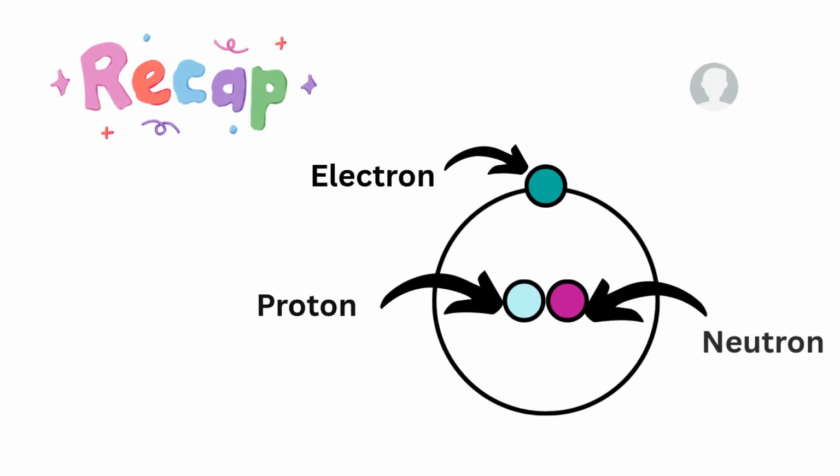Just a quick recap: the electrons are the negatively charged particles, the protons are the positively charged particles, and the neutrons are neutral. If the protons are the same, the electrons are also going to be the same in a neutral atom.